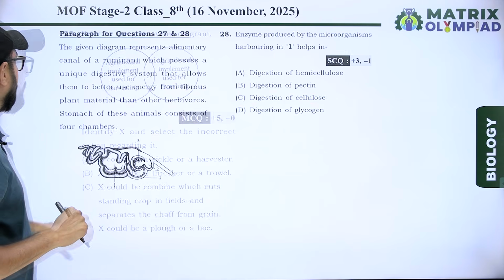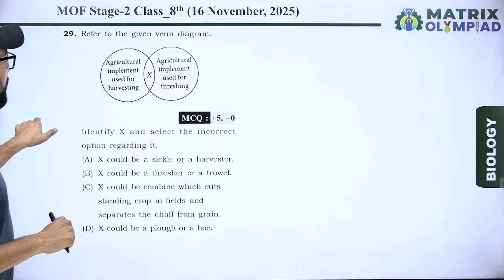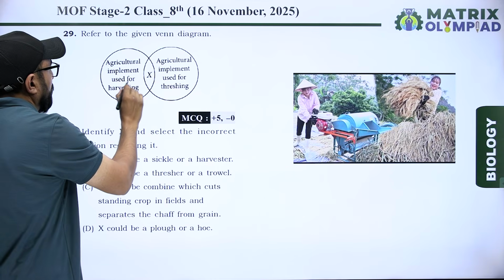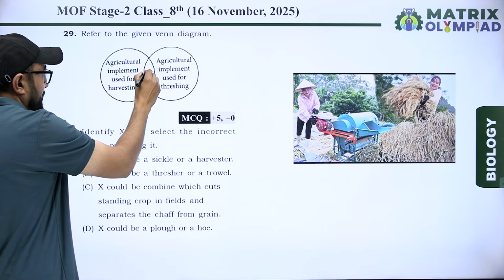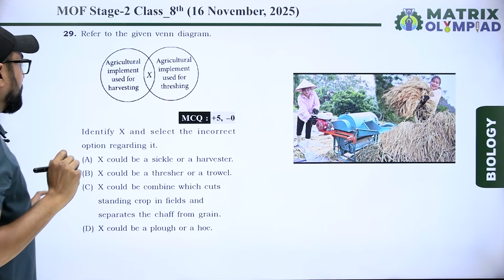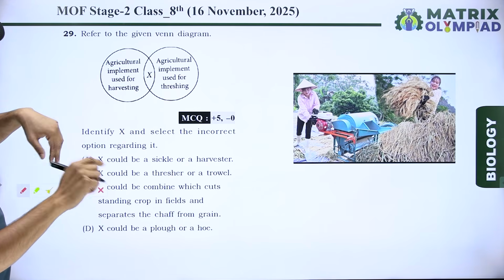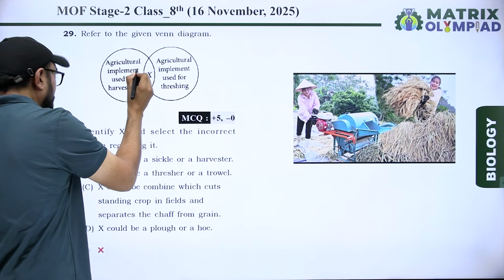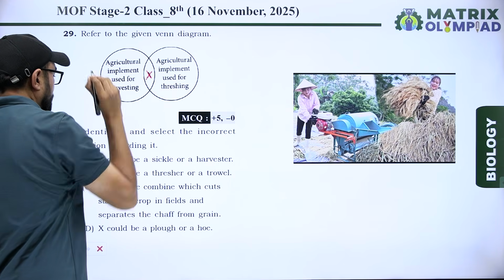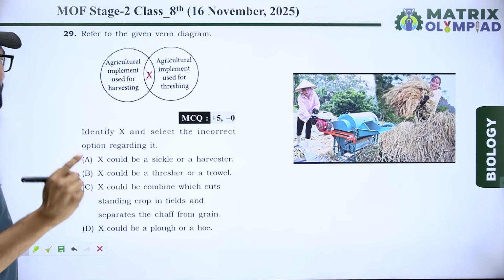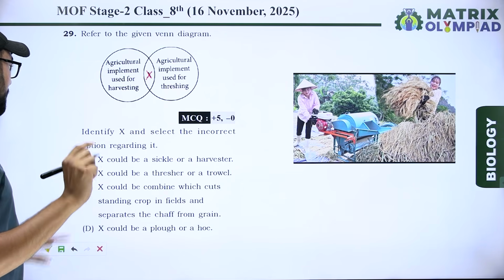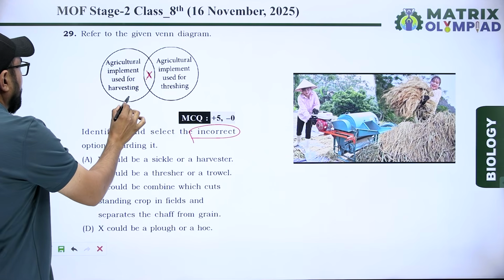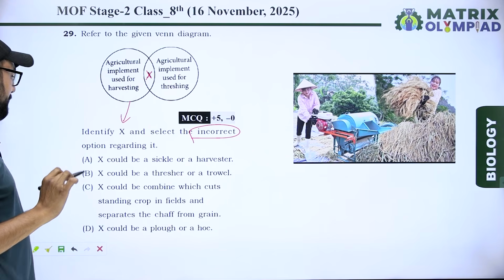Next question is, refer to the Venn diagram. Agriculture implement used for harvesting, that is X, and next agriculture implement used for threshing, that is also in X. So identify X and select the incorrect option regarding this Venn diagram.